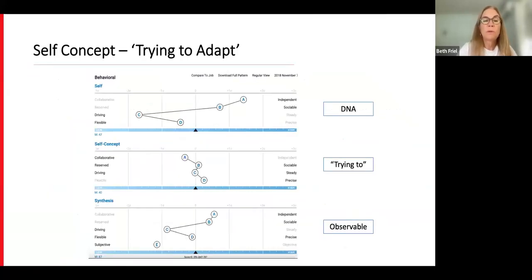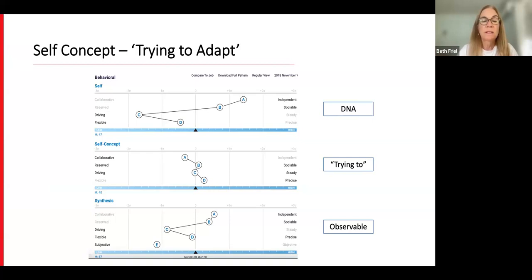So you guys all know the three graphs, right? The top one, self, is DNA. So those are your most natural behaviors. And that's what we use to understand a person and to match them up to jobs and to manage them with management strategy. But today we're going to talk about the second graph, which is self-concept. And I call that the trying to graph.